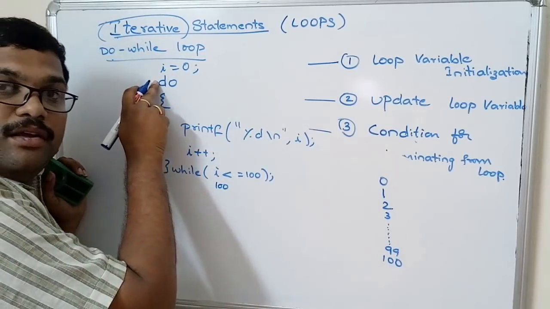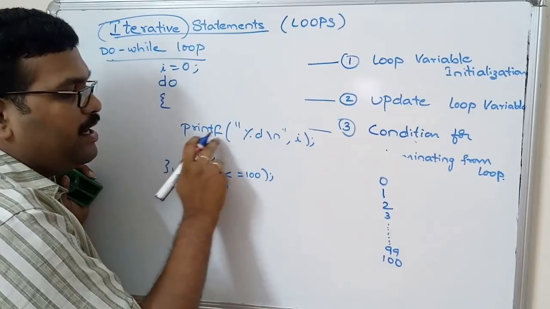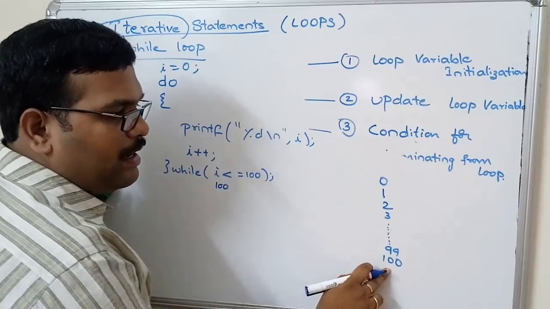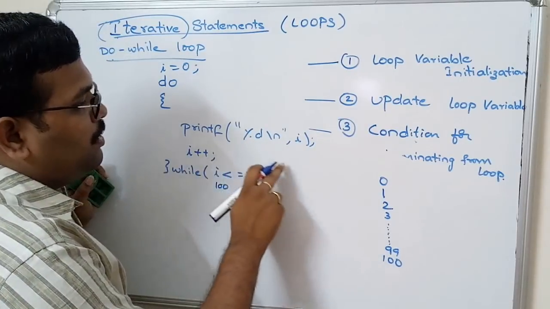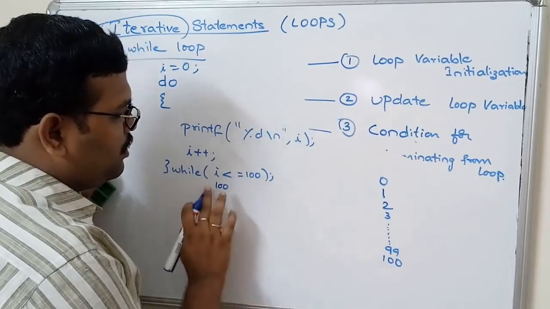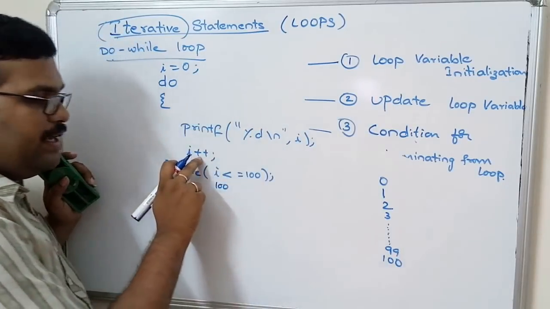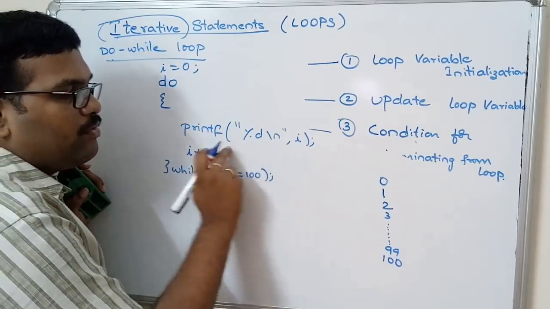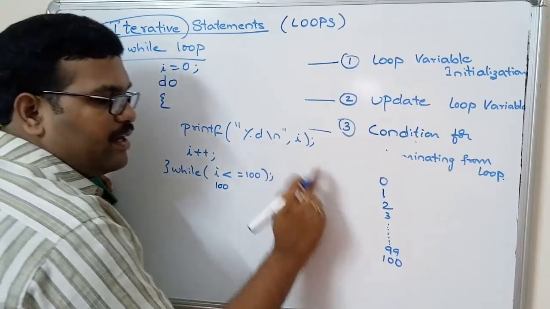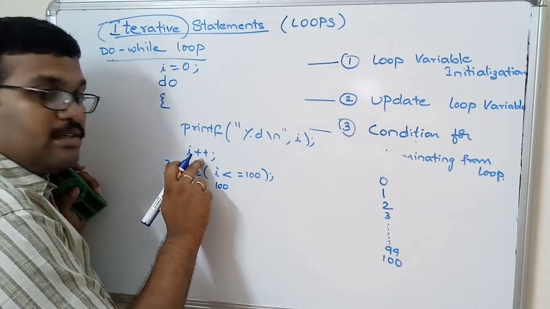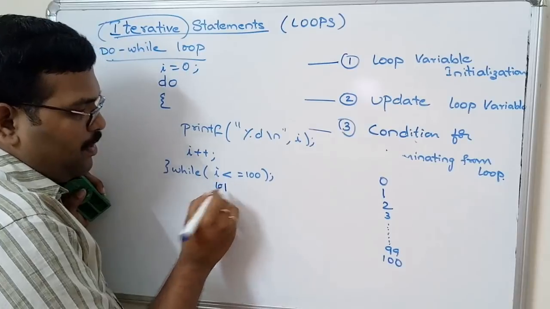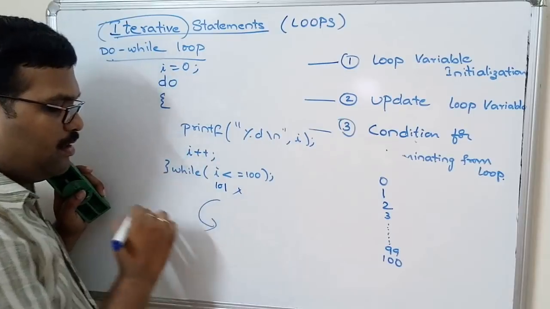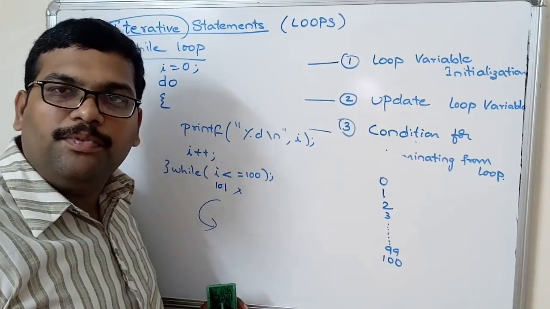Again the control will enter into the loop, so printf I, so 100 will be printed. Now I plus plus, 100 is less than or equal to 100, so condition is true. Again the control will enter into the loop, printf I, so 100 will be displayed. 100 plus plus, that means 101, so 101 less than or equal to 100, condition fails, so it will come out from the loop.